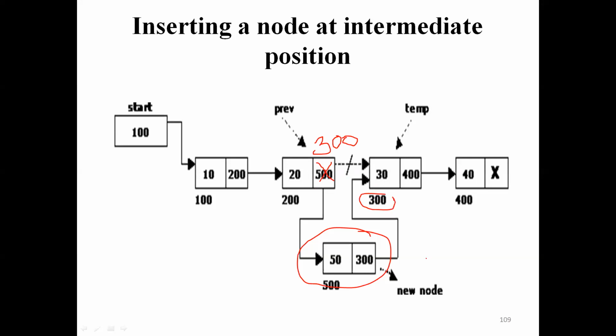Now after inserting, I have to insert the node 50. So what is the address of this 50? Address of 50 is 500. So that's why it's written here.